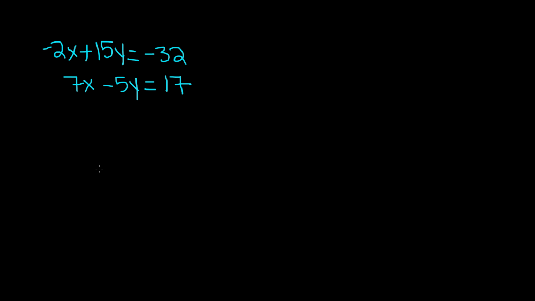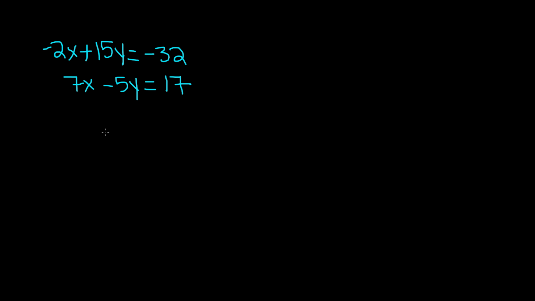Now this is where you have to think logically and you have to think mathematically. So if you have positive 15y and negative 5y, is there a number that you can multiply negative 5 by to get a negative 15, because a positive and negative 15 would cancel each other out? Well, yes, there is. If you multiply negative 5 by 3, you will get negative 15, which will cancel out or eliminate with positive 15.